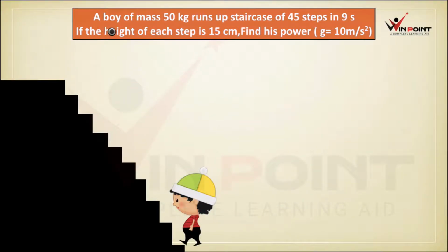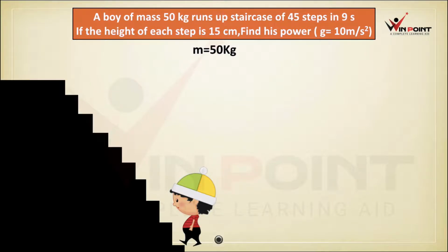Next question. A boy of mass 50 kg runs up a staircase of 45 steps in 9 seconds. If the height of each step is 15 cm, find his power. Take g equal to 10 meter per second square. You need to write the given quantities. Now we are going to write the given quantities.